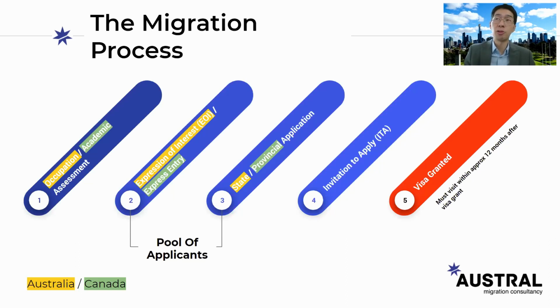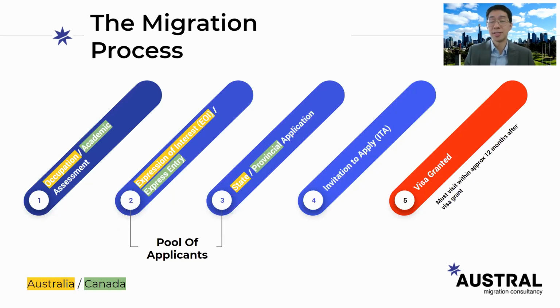Now, the migration process kind of looks like this. I've tried to combine both, so I've used a color key. Australia is going to be in yellow. Canada is in green. So anything highlighted in yellow is what Australia is looking more closely for, and then green is for Canada.